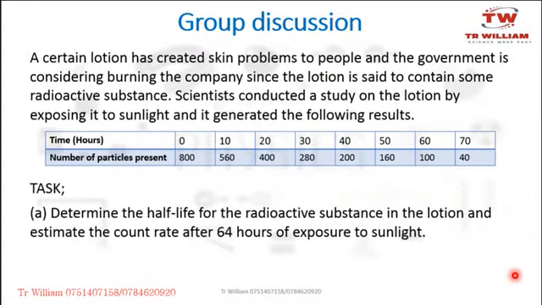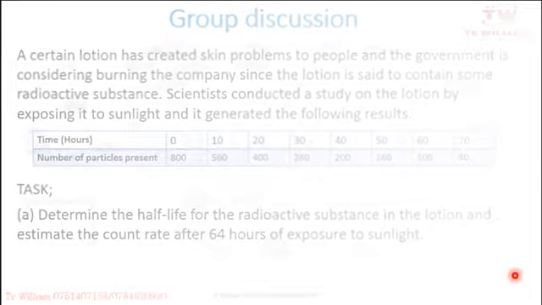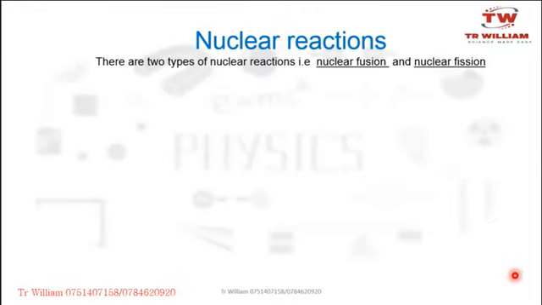Let's now look at the next part, which is nuclear reactions. Now, nuclear reactions, here we are looking at the reactions in the nucleus. We had seen earlier that the nucleus can disintegrate, which we called radioactivity, but the nucleus can as well react in two ways: by fusing or by fission.